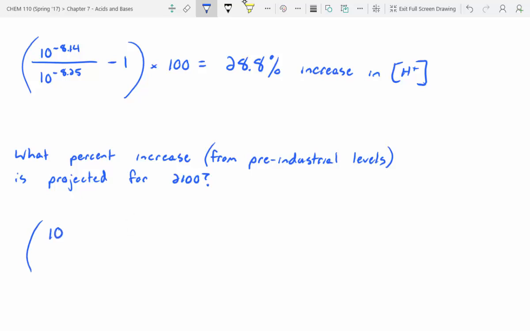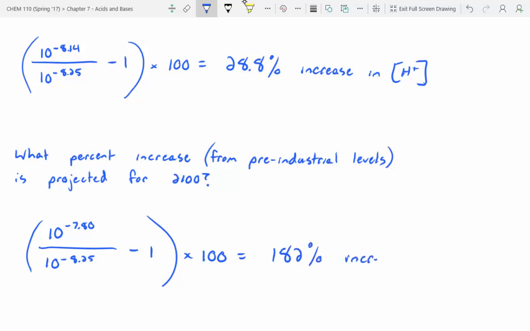So we've got 10 to the what on the top? -7.80 divided by 10 to the -8.25. We'll do -1 times 100. Is anybody able to get an answer that was greater than 100 here? What were you guys getting? So around 182? Yeah. So 182% increase in H plus.